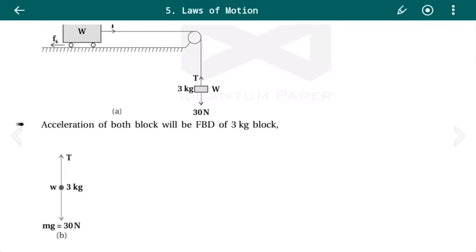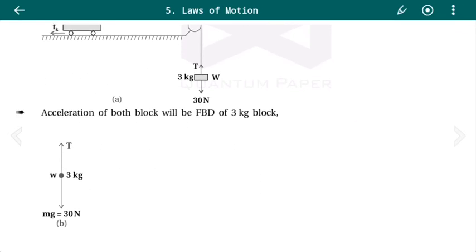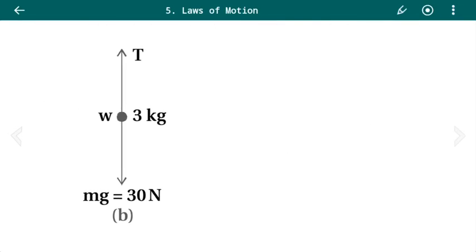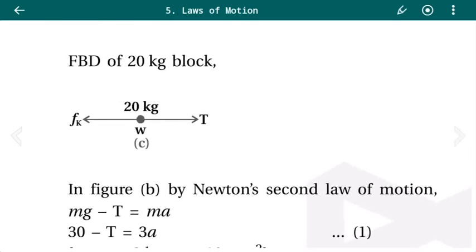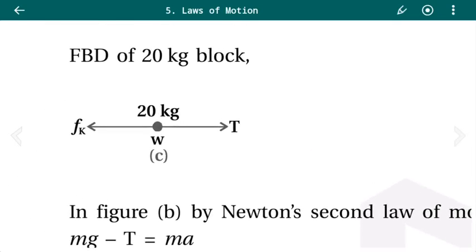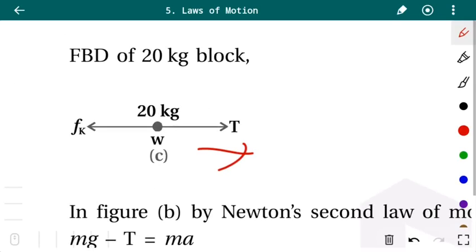Now for the acceleration of both, we draw the free body diagram of the 3 kg block. So we have seen for the block, tension is in upward direction and weight is in downward direction. And for the trolley, tension is towards the right hand side, whereas kinetic friction is towards the left hand side.